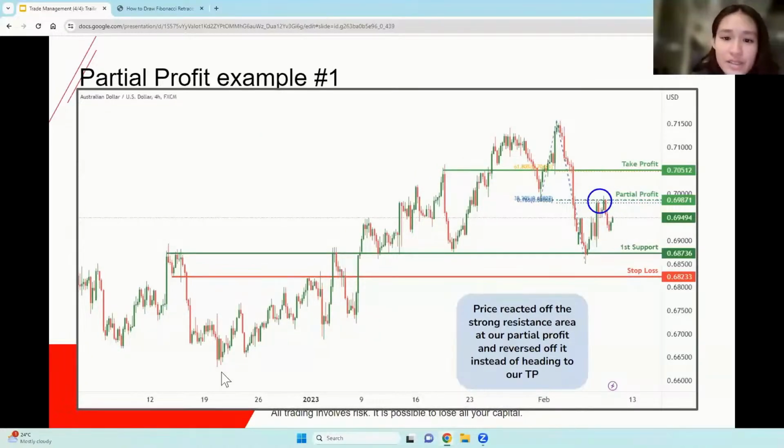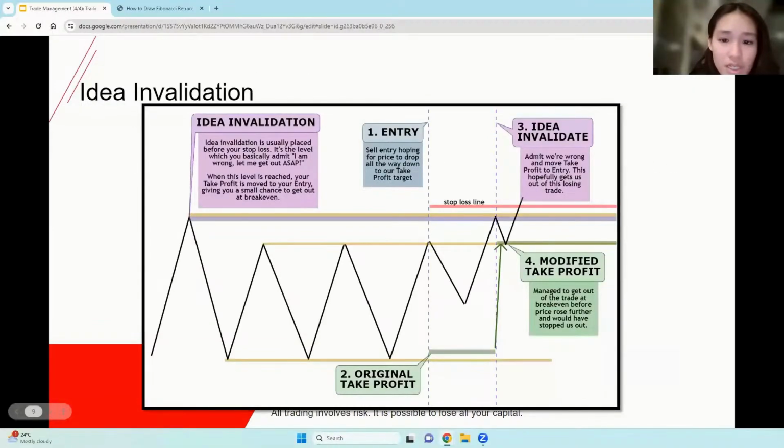So you can see price testing this area now. Yeah, you can see price testing that area, and it's reacting off of it, but we're not sure if it's actually going to surpass that area or break out of that area. Okay, and you can see that it actually reversed off and hit back down. So we did get out of our trade with a slight partial profit, even though it didn't hit our take profit. Okay. Next, we have idea invalidation.